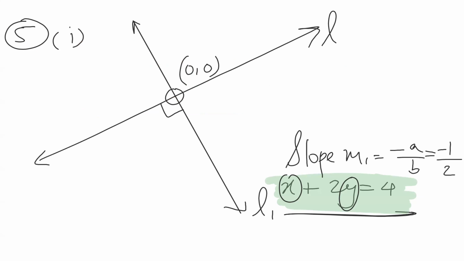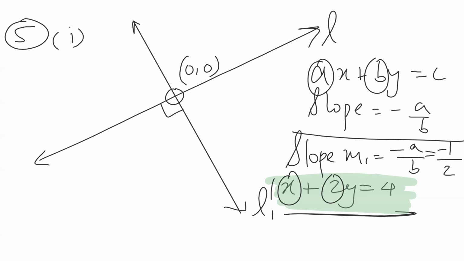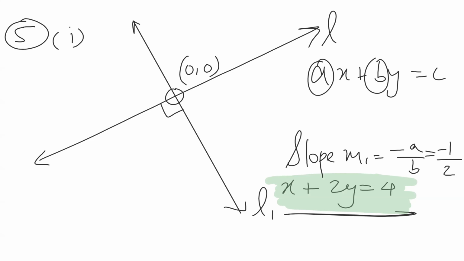Once again, I have compared this second line L1 with the general format, and I have calculated the slope. If the line is ax plus by is equal to c, the slope will be minus a by b, right? So a is nothing but the coefficient of x. Here the coefficient of x is 1. b is the coefficient of y. Here the coefficient of y is plus 2. Put it in the formula and get the value of the slope. So we got the slope over here of line L1.